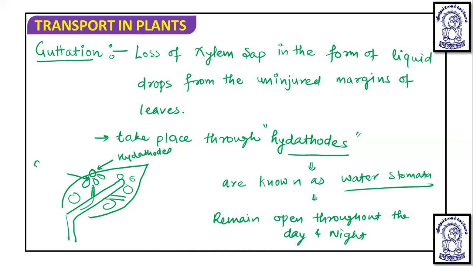So this is the epithem, and this epithem consists of loose parenchymatous tissue, and through this loose parenchymatous tissue, water loss occurs in the form of droplets. Okay, so this also helps in guttation.